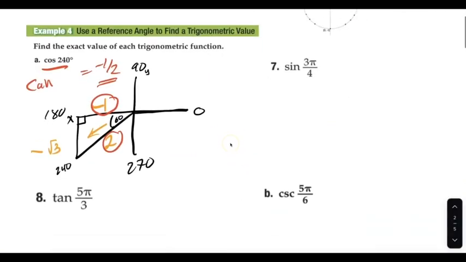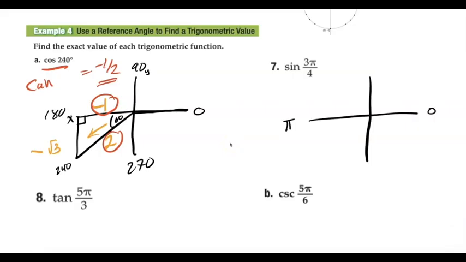Okay, sine of 3 pi over 4. We haven't done a radian yet. Let's talk about how you do a radian. Well, same thing. The hardest part is, do you know how to draw? The hardest part is a couple of things, actually. We should talk about this.